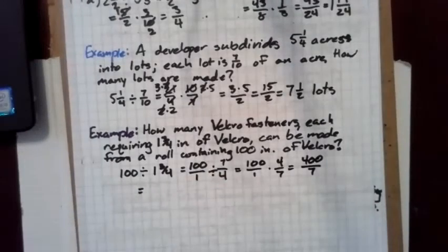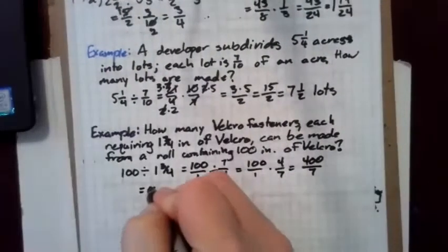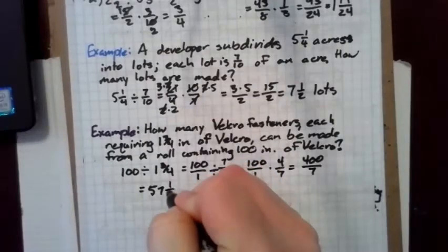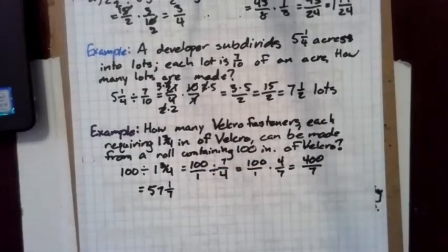Well, I need my calculator for this. 400 divided by 7 is 57 and some extra bits, and we'll figure out what those are in terms of sevenths. 1/7, 57 and 1/7. So we're losing only 1/4 inch of Velcro, so that's pretty good.